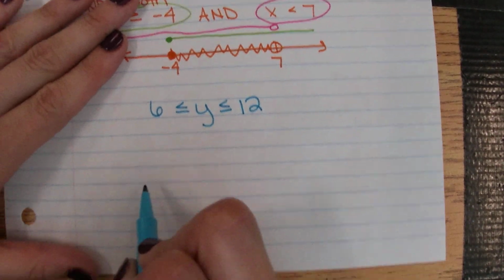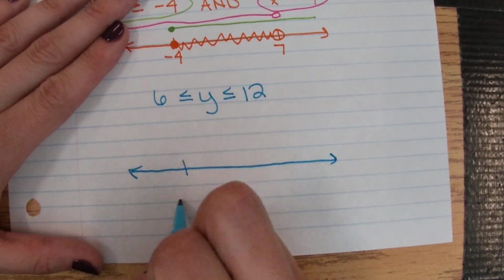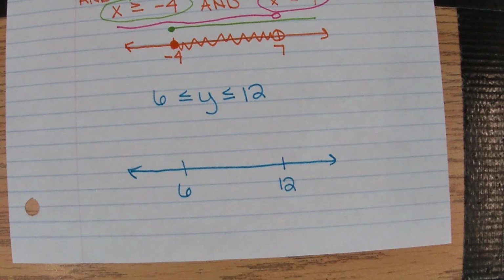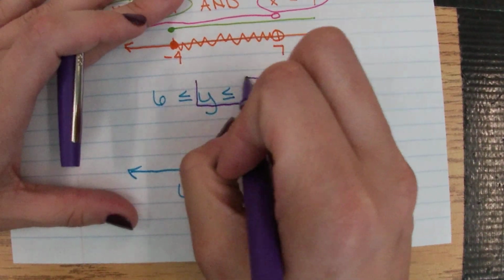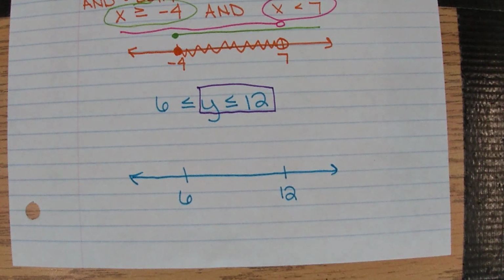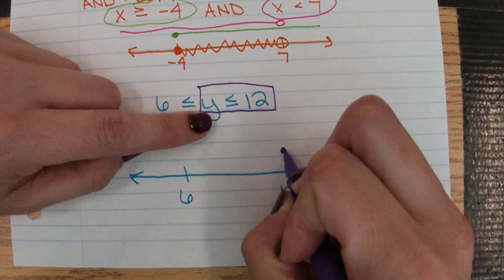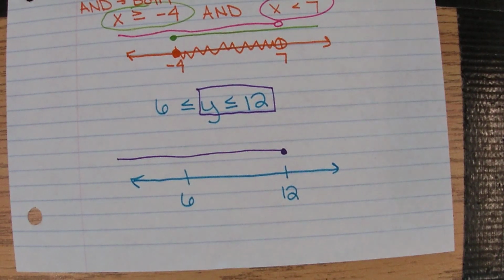And we can start this off by graphing it exactly the same. So our 6 is smaller, so it's going on the left. Our 12 is larger, so it's going on the right. We have to be really careful with this one. This half is pretty straightforward. Y is less than or equal to 12. So I'm doing a filled in circle at 12, and I'm shading to the left.